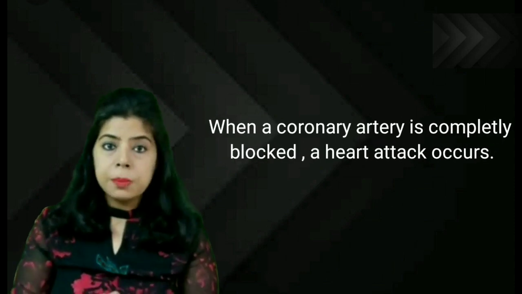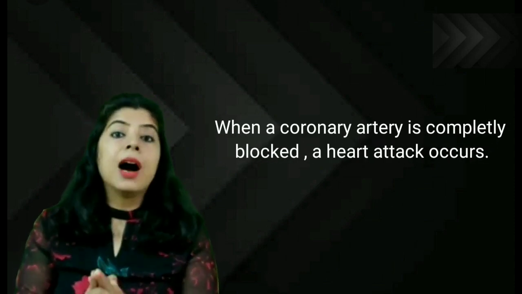Now, do you know when there is a blockage in this coronary artery, when the coronary artery is blocked because of some reasons, then we get a heart attack. So when we say that the person has got a heart attack, why does a heart attack happen? Because the coronary arteries get blocked, and because of this blockage, the oxygen containing blood cannot reach the heart muscles, and then we say that the person has got a heart attack. So this coronary circulation is also very, very important.